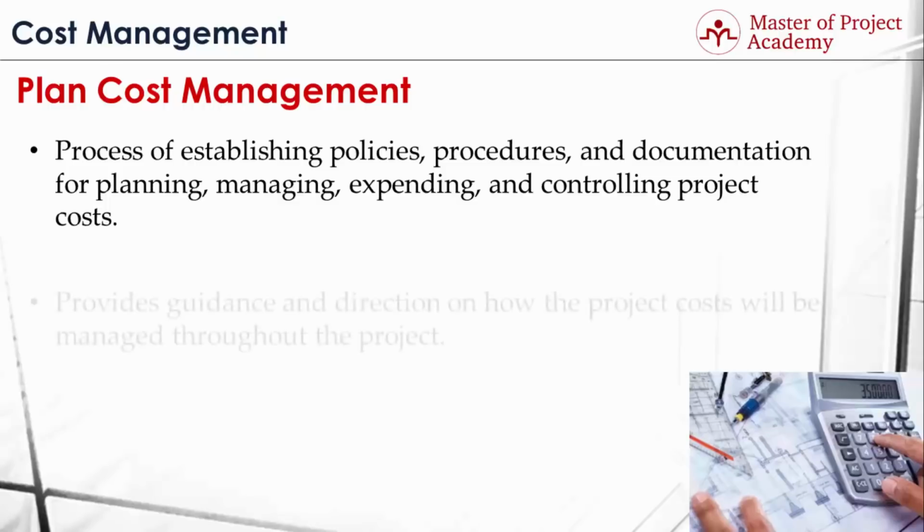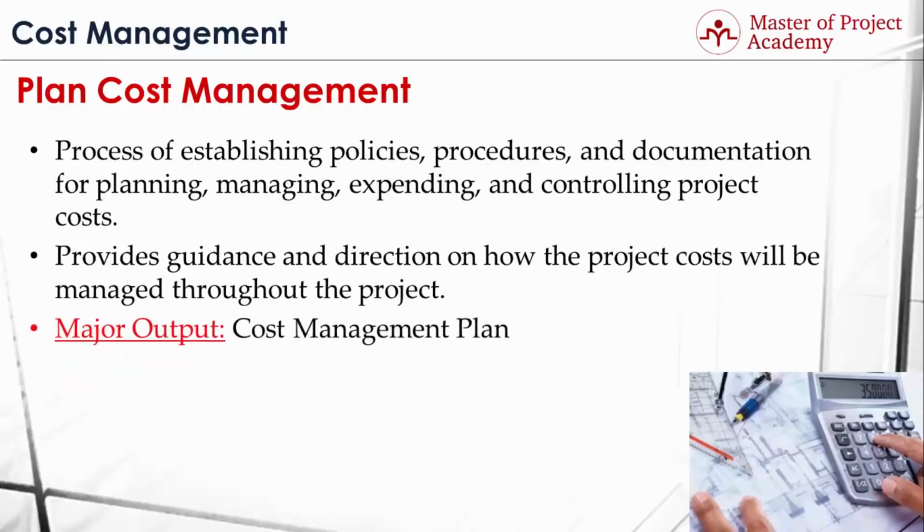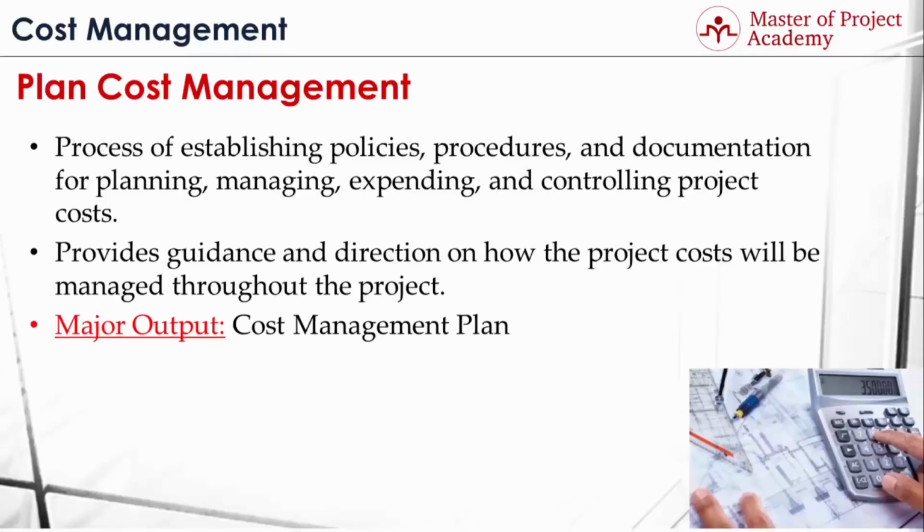Cost management plan provides guidance and direction on how the project costs will be managed throughout the project. For instance, you'll be able to see how much money you'll need in a certain phase of the project with the help of the Plan Cost Management Process. Major output of the Plan Cost Management Process is the Cost Management Plan. The Cost Management Plan briefly describes how to estimate costs, how to determine budget, and after the budget is determined, how to manage and control costs are outlined in the Cost Management Plan.